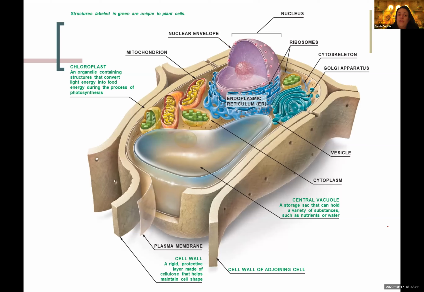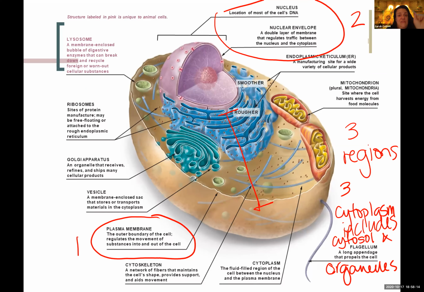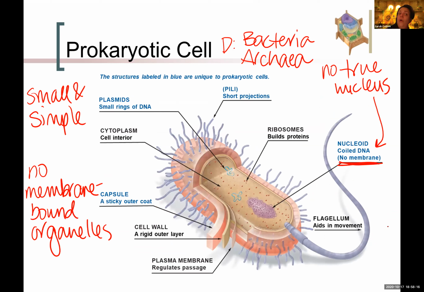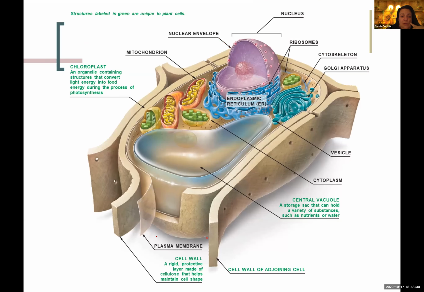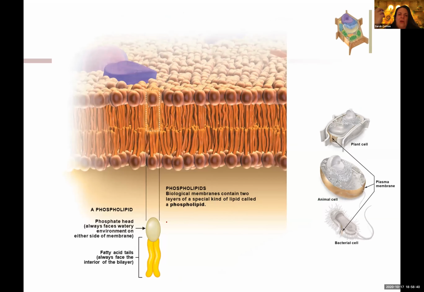All right, so first thing I want to say about the plasma membrane is that it's found in all types of cells. It's found in prokaryotic cells, in animal cells, and in plant cells too. So it's found in everyone. The primary function of the plasma membrane is to be the external boundary of the cell, as well as regulating what goes in and out of a cell.